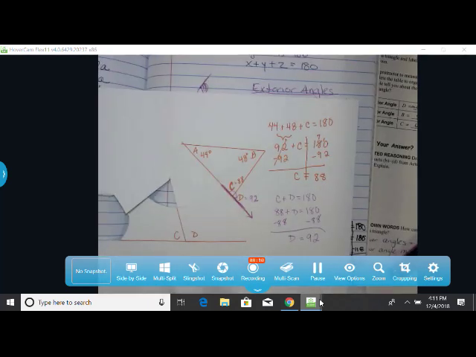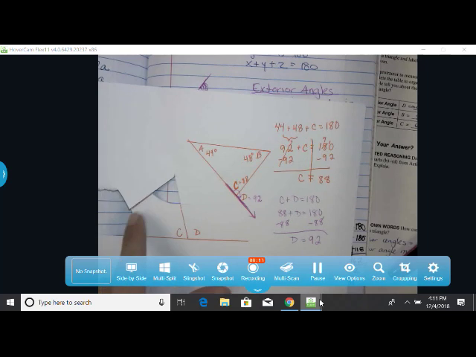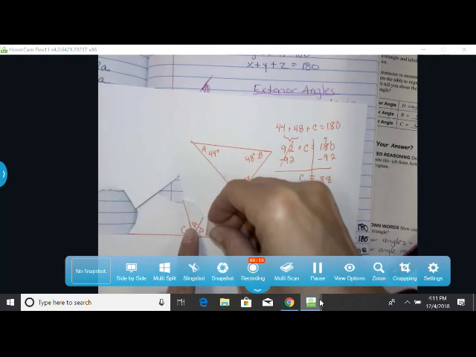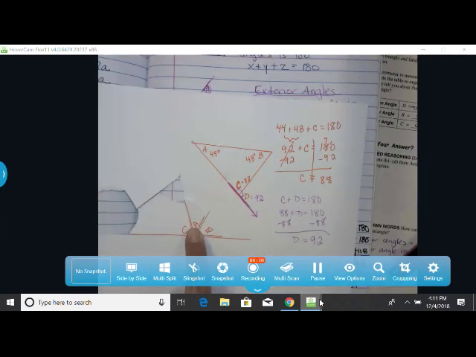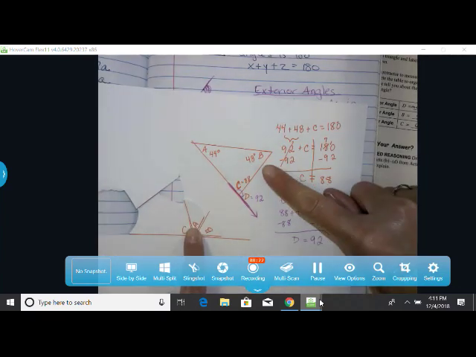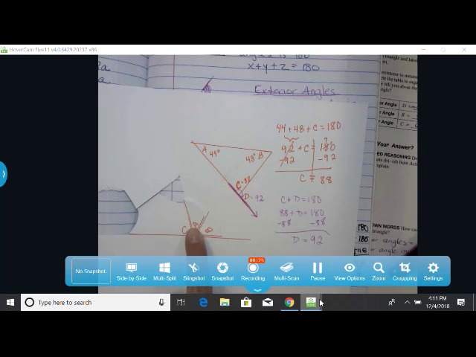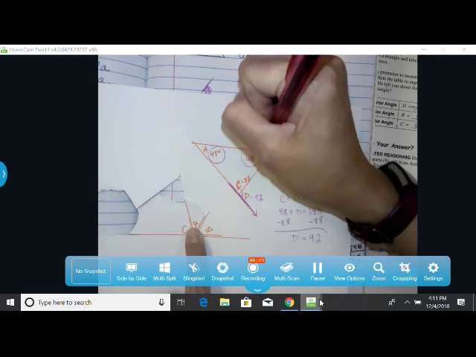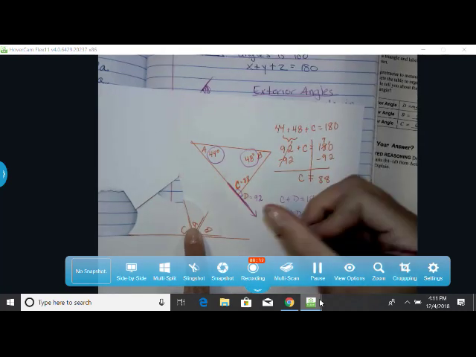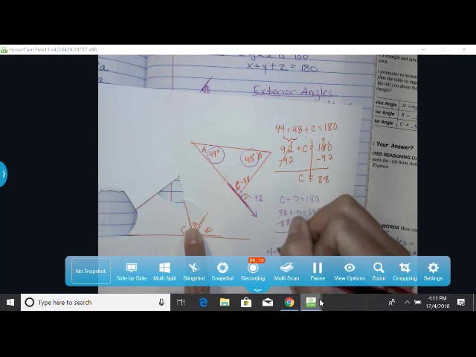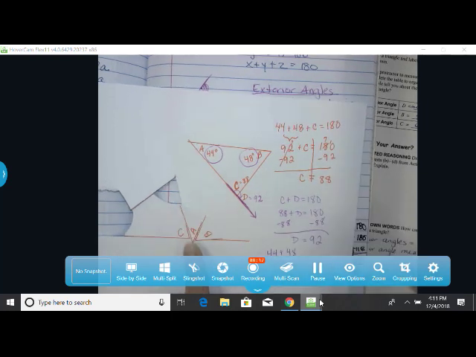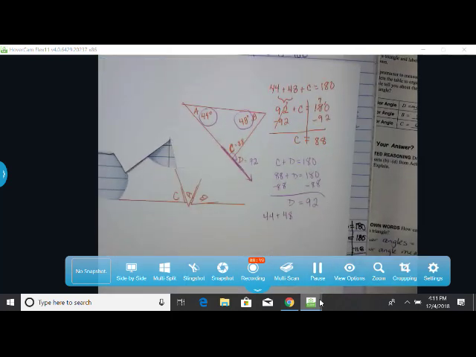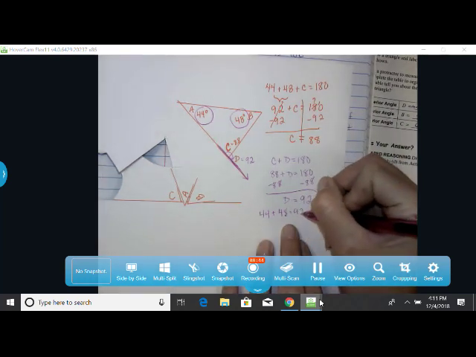Remember when I took the two non-adjacent angles, the two interior angles that were not next to that exterior angle? If I added them together, they were the same. Let's see if that's true for this triangle as well. If I take the two non-adjacent interior angles and add them together, 44 plus 48, do I get that exterior angle? I do.